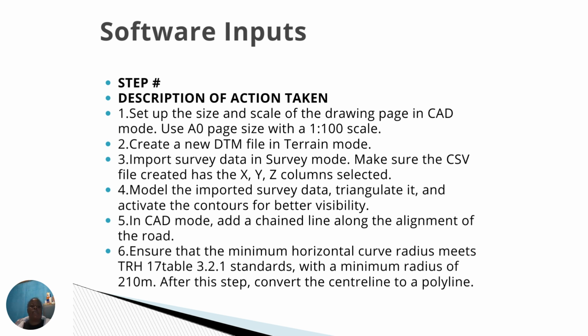Step number 4 was to model the imported survey data, triangulate it, and activate the contours for better visibility. Step 5, in CAD mode, add a chained line along the alignment of the road. Step 6, ensure that the minimum horizontal curve radius meets TRH17 Table 3.21 standards with a minimum radius of 210 meters. After this step, convert the center line to a polyline.